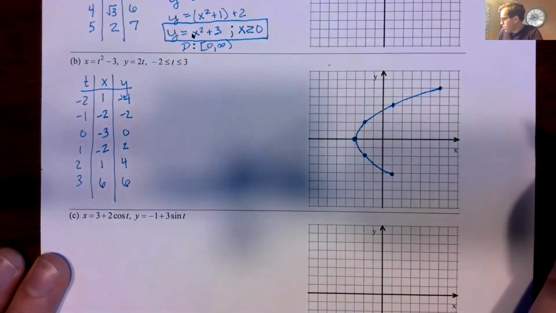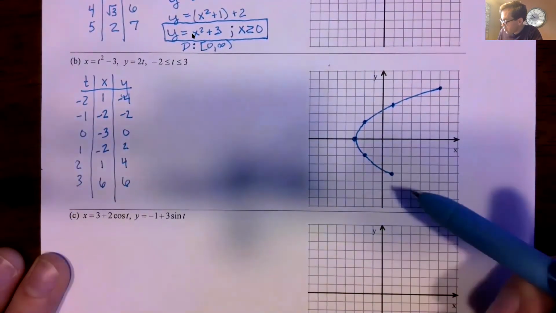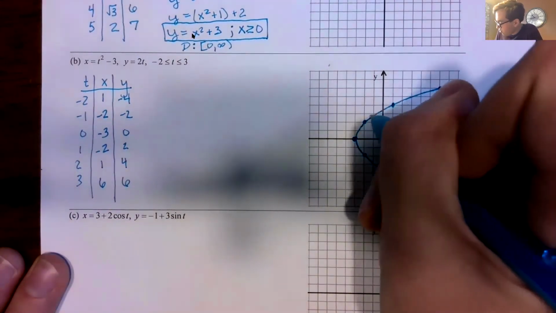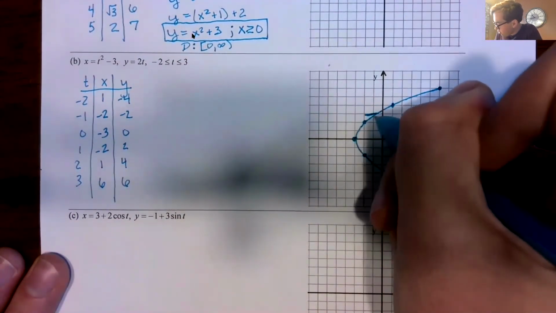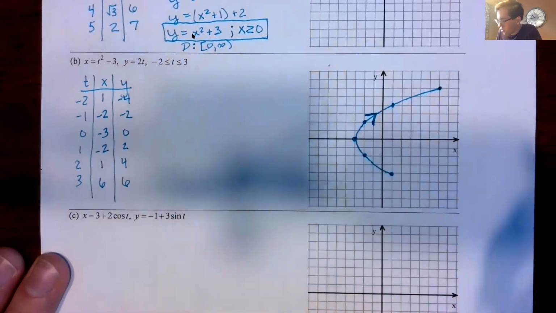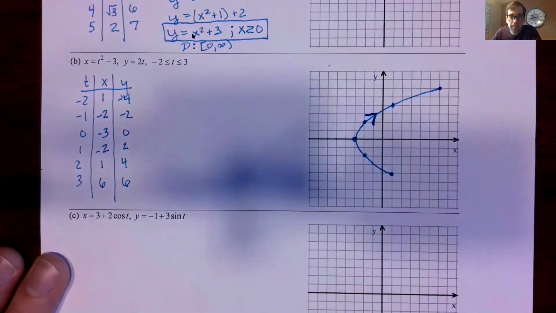And that's the whole thing. And from -2 to 3, we started here and went this way. So we're going to put an arrow somewhere along this curve to show that that's the direction that we're moving in. And our next step is to eliminate the parameter.